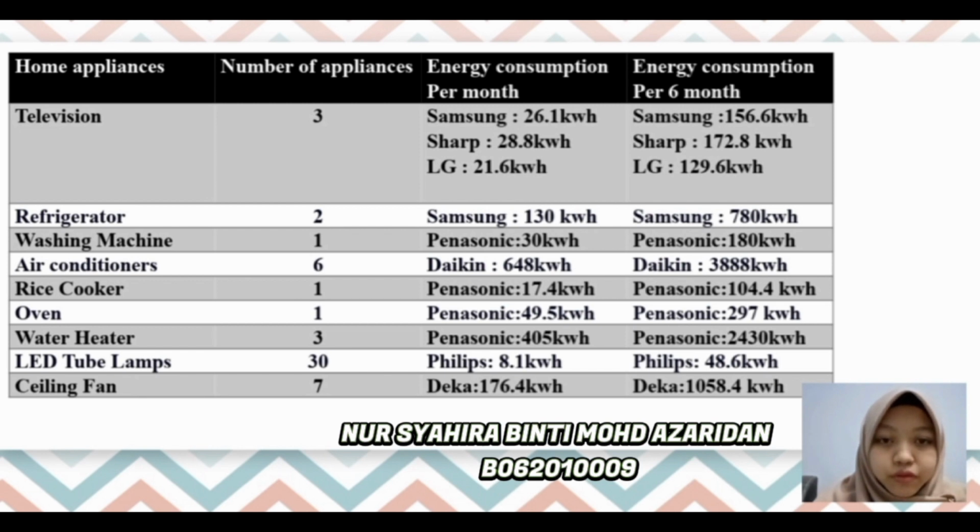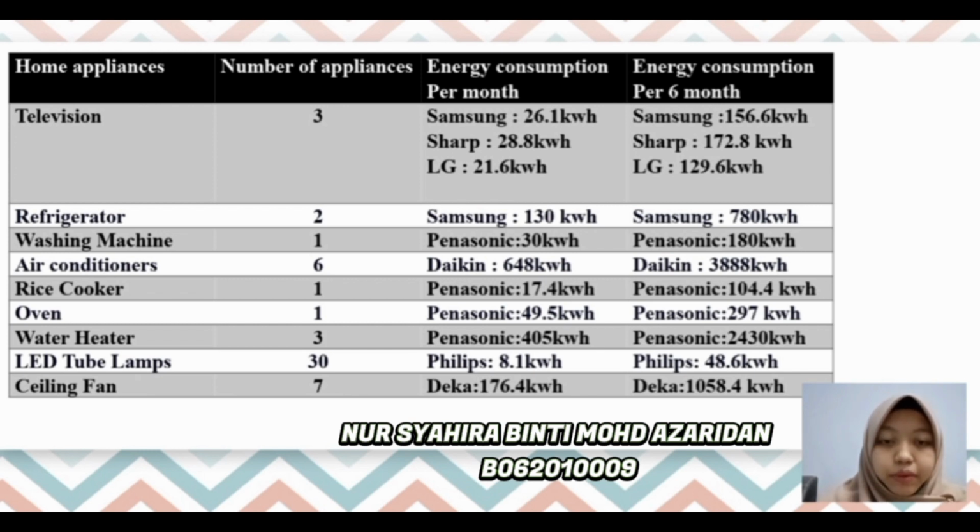The number of refrigerators is 2, with 130 kilowatt-hours per month and 780 kilowatt-hours per 6 months. Next, the number of washing machines is 1, with 30 kilowatt-hours per month and 180 kilowatt-hours per 6 months. The number of air conditioners is 6, with 648 kilowatt-hours per month and 3,888 kilowatt-hours per 6 months.